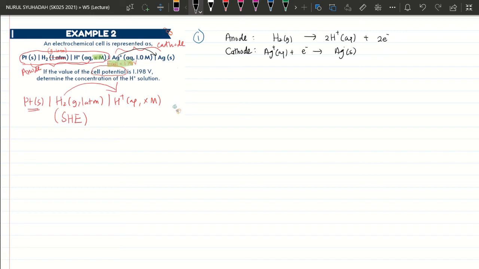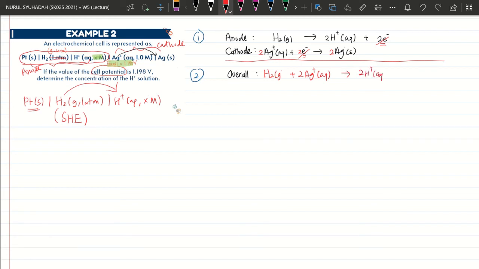The next part is for us to find the second step, find the overall. For the overall, make sure that the number of electrons is balanced. So 2 electrons, this is 1. What you need to do is times everything over here with 2. Once you have that, then you can cancel out the electrons and have the overall equation. So H2 gas plus 2 Ag+ aqueous to produce 2 H+ aqueous plus 2 Ag solid.